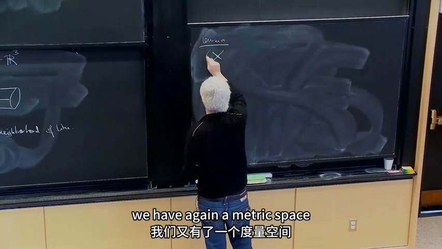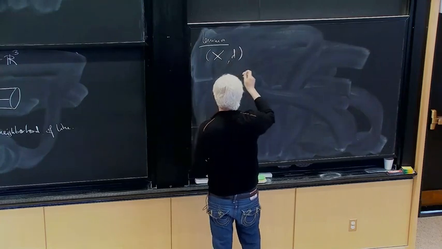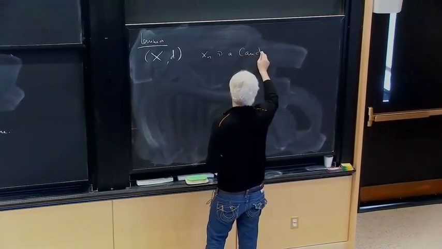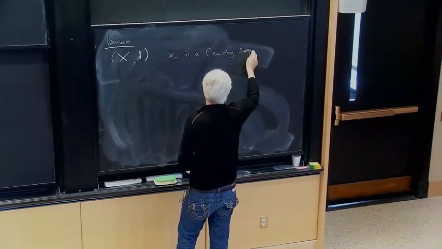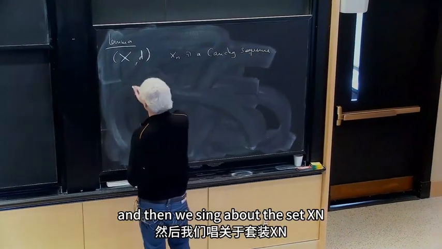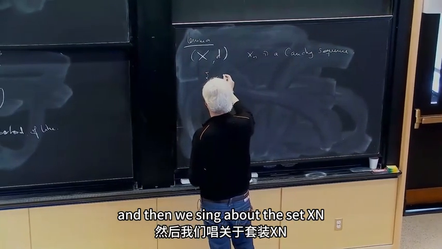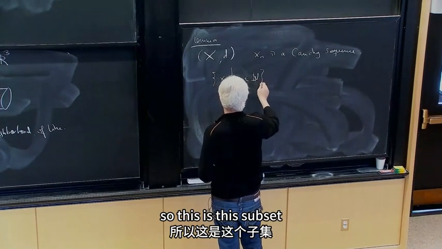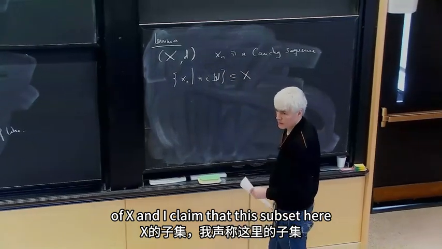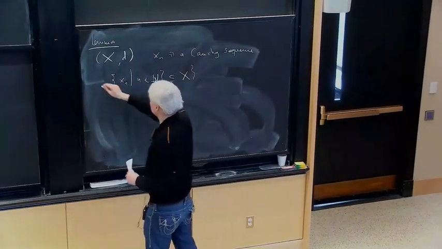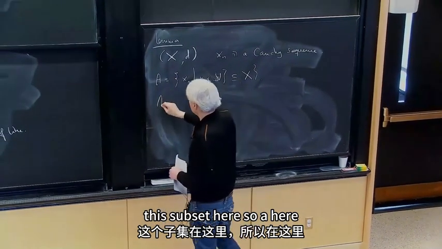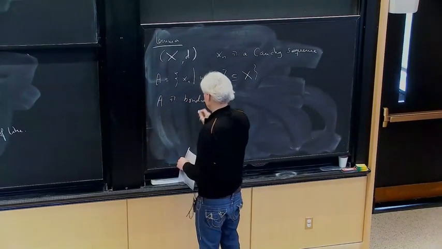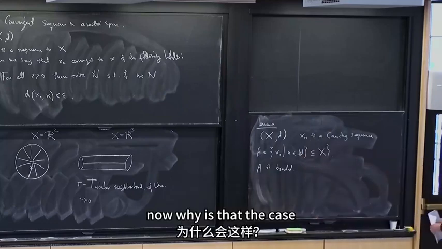So we have again a metric space. X_n is a Cauchy sequence. And then we think about the set A = {X_n}, right? So this is a subset of X, and I claim that this subset, A here, is bounded. Okay. Now, why is that the case?